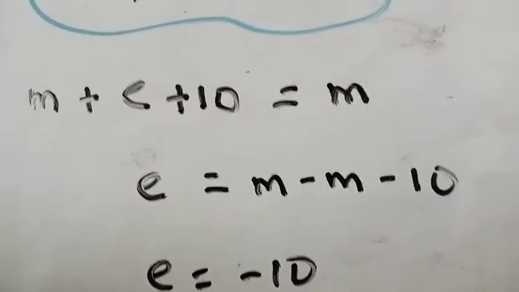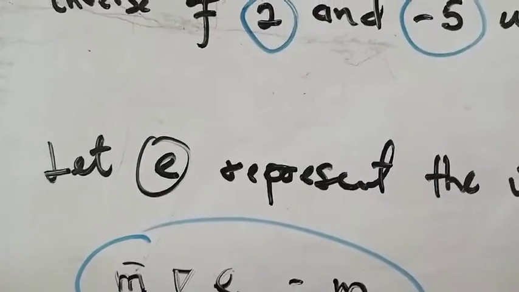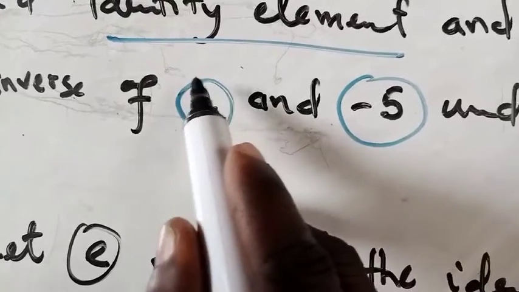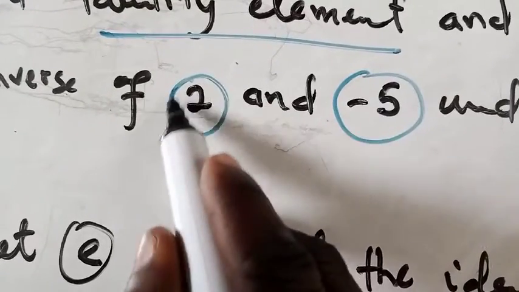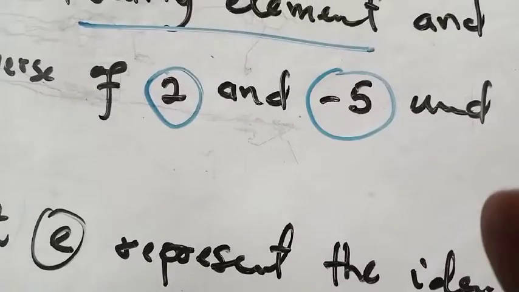So now let's see how to find the inverse of a particular element in the set. What they are asking us to find is the inverse of 2 as well as -5. That is what they're asking us to find the inverse of.